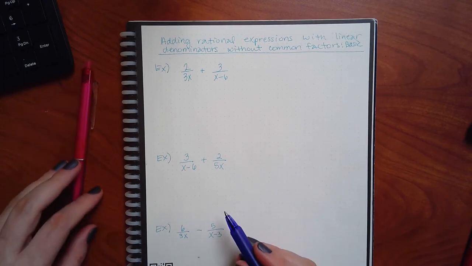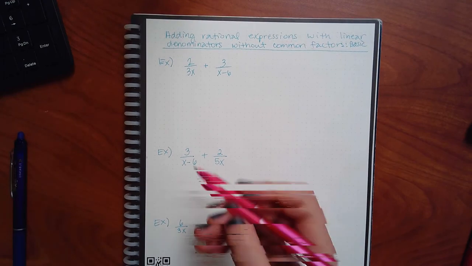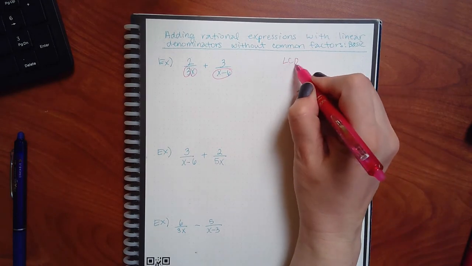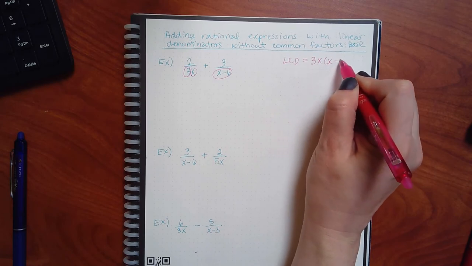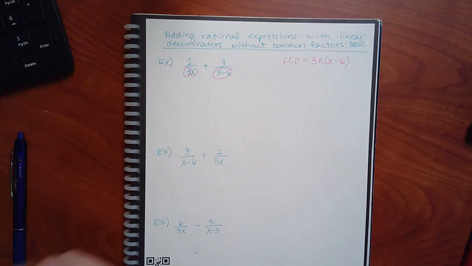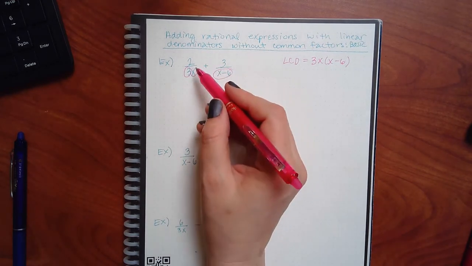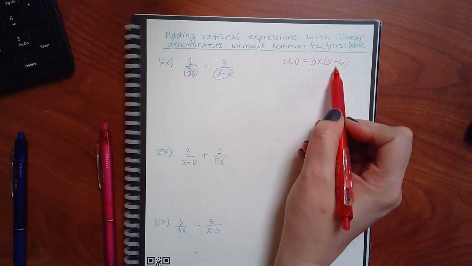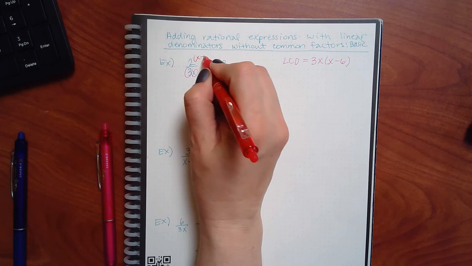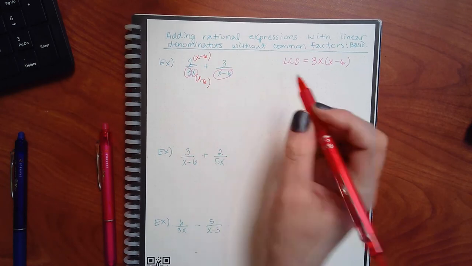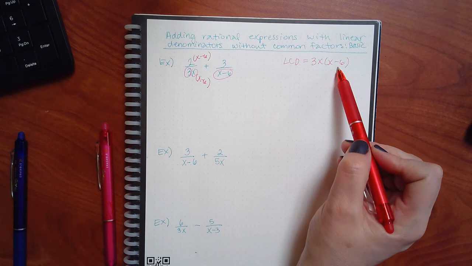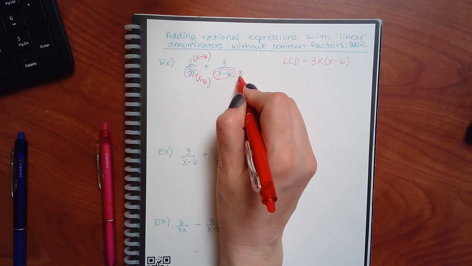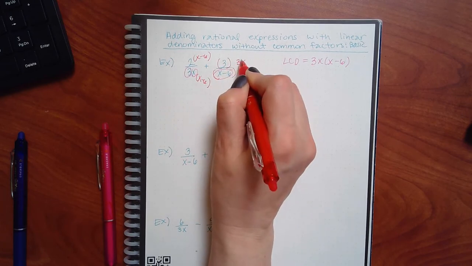So here, if we're gonna figure out the LCD, we have to list all the factors. You've got the 3, the x, and the x minus 6. So the LCD is gonna be all three of those things because they have nothing in common. So then I'm going to end up multiplying the top. I already have the 3 and the x. I'm missing the x minus 6, so here I would have to multiply by the x minus 6. For the second fraction, I have the x minus 6, but I'm missing the 3 and the x, so I would have to multiply this by 3 and the x.